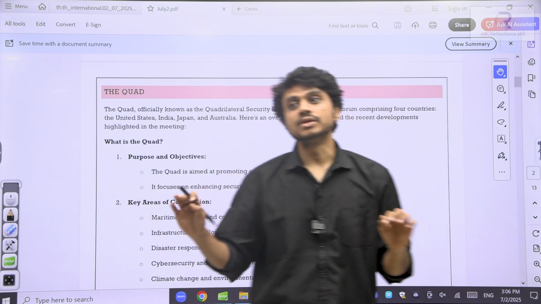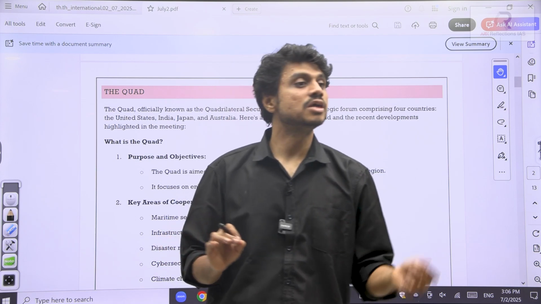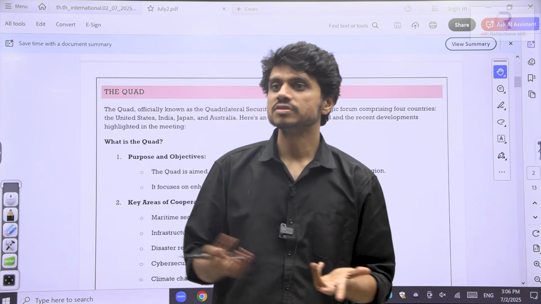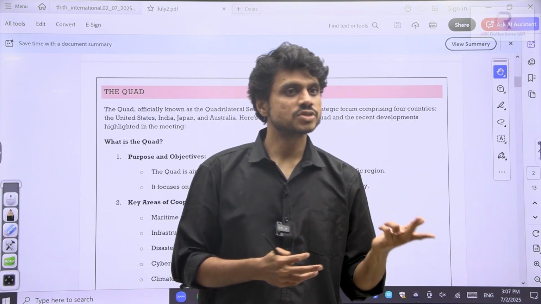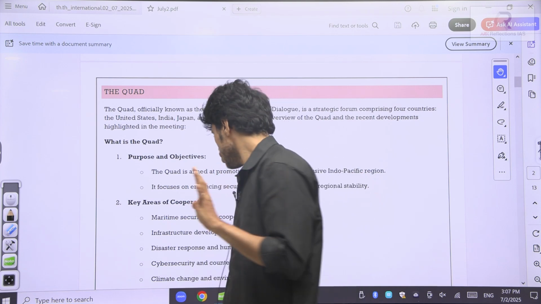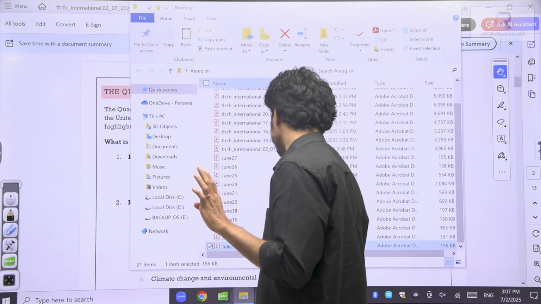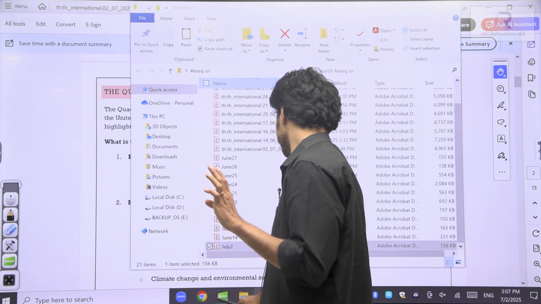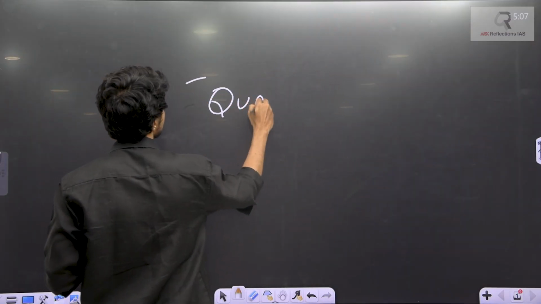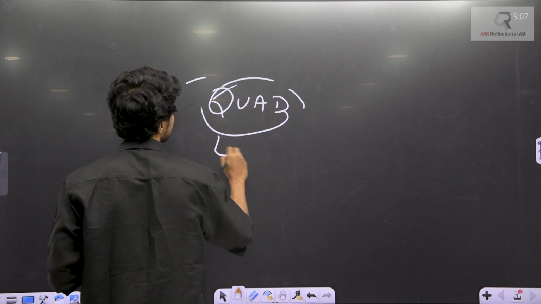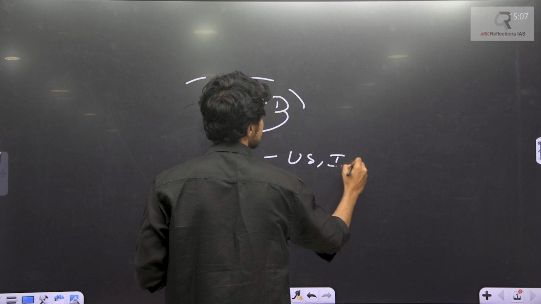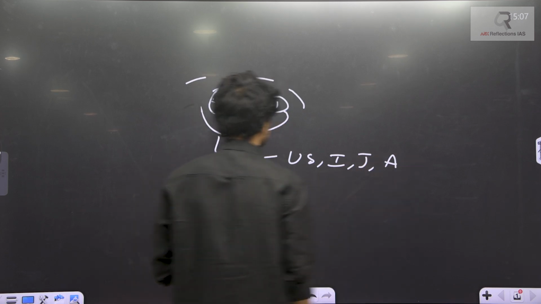So Quad is not a formal group. It is an informal grouping. Who are the members? Can anyone say? Anyone? India, USA, Japan and Australia. So these are the 4 members present in the Quad. So how many members? 4. US and then India, Japan and Australia.